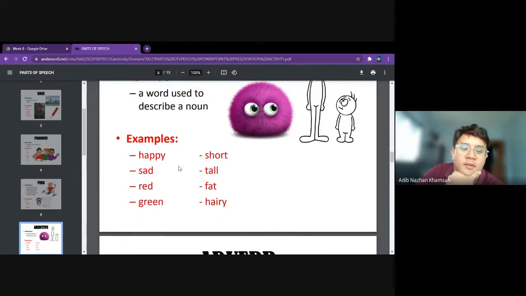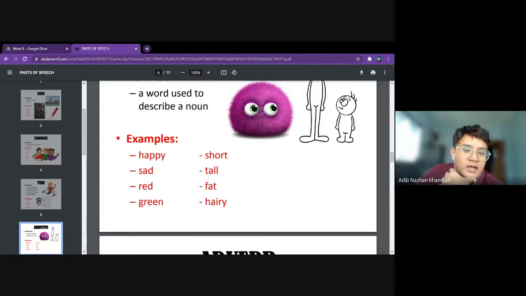Okay, so the examples are happy. If you're happy and you know it, clap your hands. Yeah, so that one is adjective. Sad. Okay, happier than ever. Red, this one is a Taylor Swift album. Red, sorry. She uses adjective.